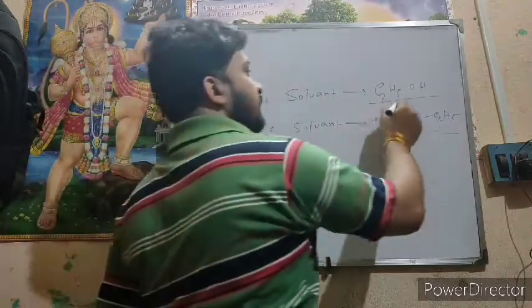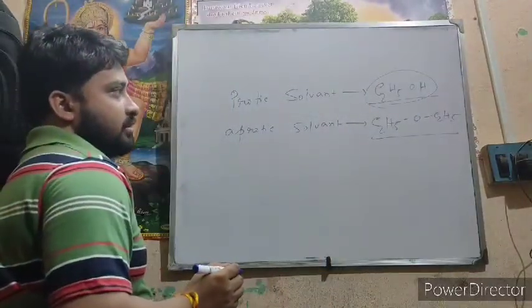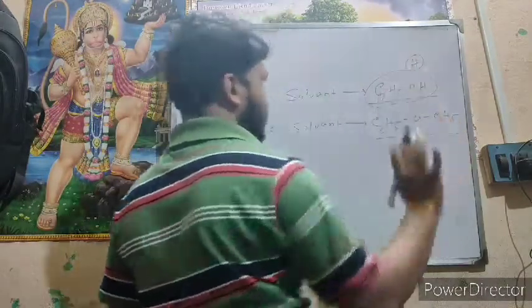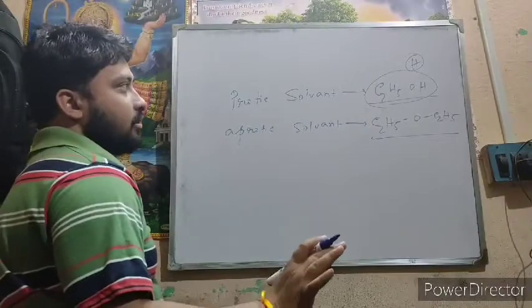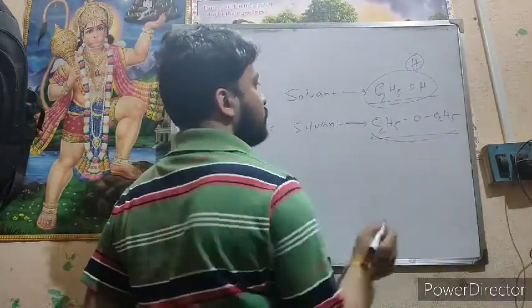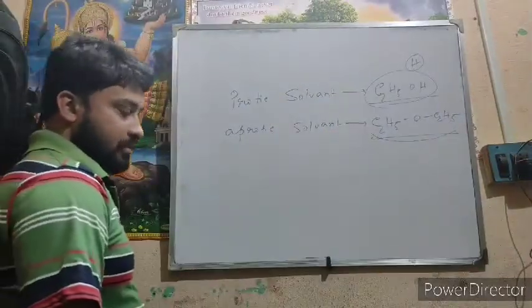So this is a protic solvent. It can donate its H plus, while the other cannot donate its H plus. So this is the simple answer: hydrogen bonding. It shows hydrogen bonding, and it does not show hydrogen bonding. So this is a protic solvent and this is an aprotic solvent. Example. Okay.